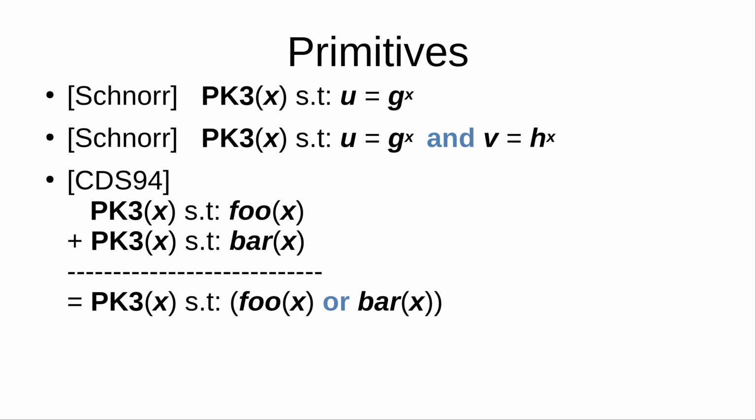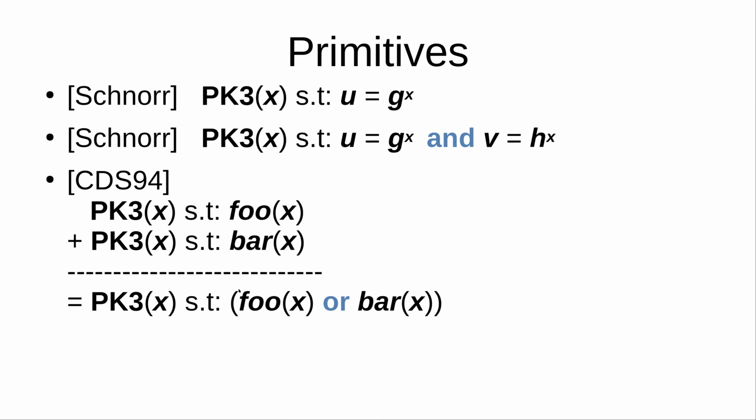And the third primitive we need is an OR construction, right? So basically, if I am given a 3-round sigma protocol for some statement foo of x, and another sigma protocol for another statement bar of x, then this is a very efficient technique to combine these into another sigma protocol, which is basically an OR of the two. So using this, we can prove that I know x such that one of them is true without revealing which.